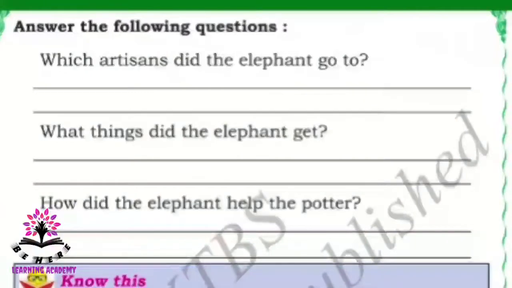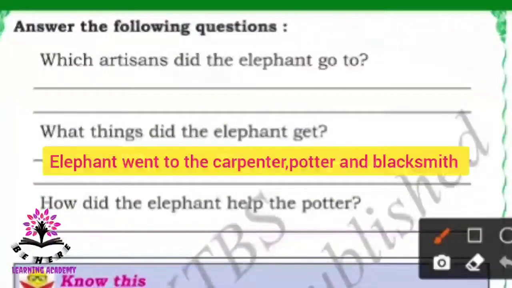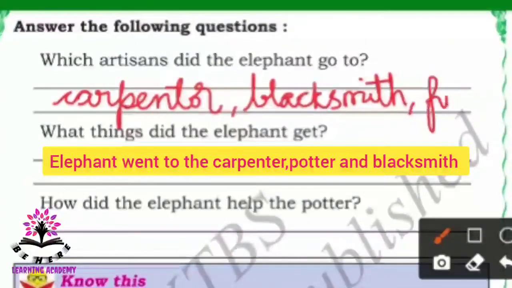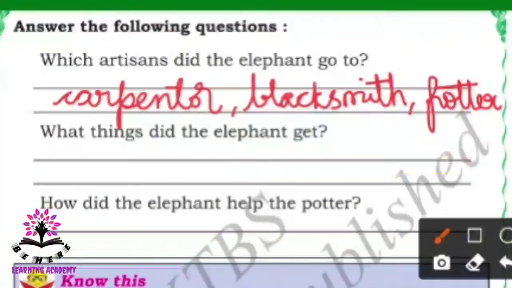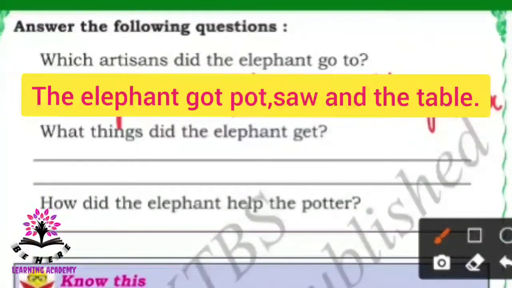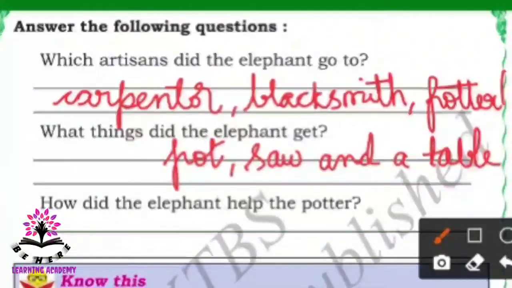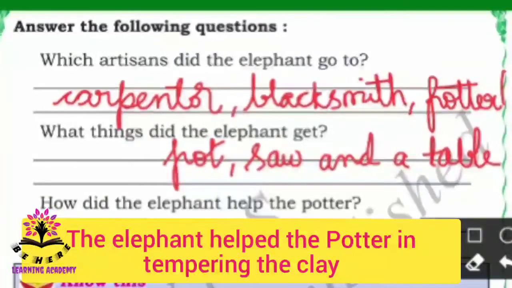Which artisans did the elephant go to? The elephant went near the carpenter, blacksmith, and potter. What things did the elephant get? Pot, saw, and a table. How did the elephant help the potter? By tempering the clay.